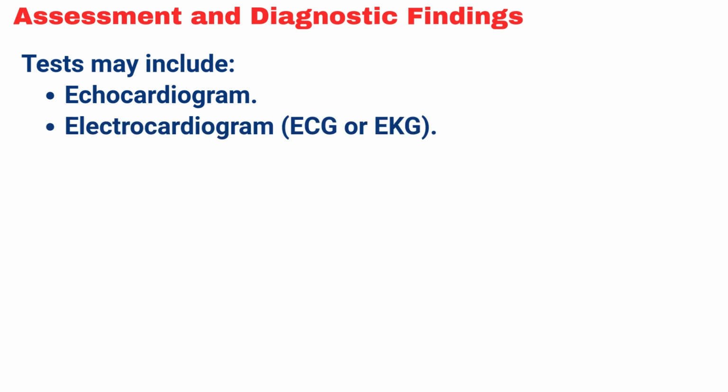Next test is electrocardiogram. This test shows how the heart is beating. Next is chest X-ray. A chest X-ray shows the condition of the heart and lungs. It can tell whether the heart is enlarged, which can be a sign of certain types of heart valve disease.